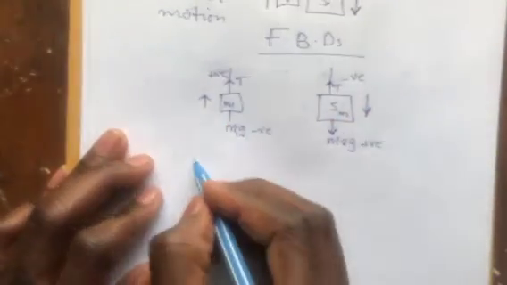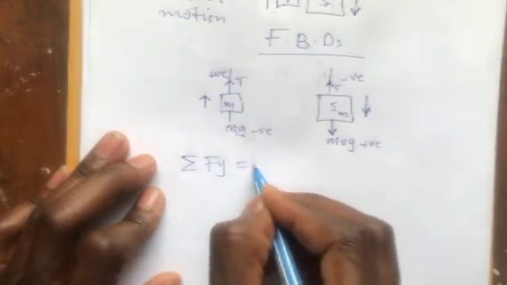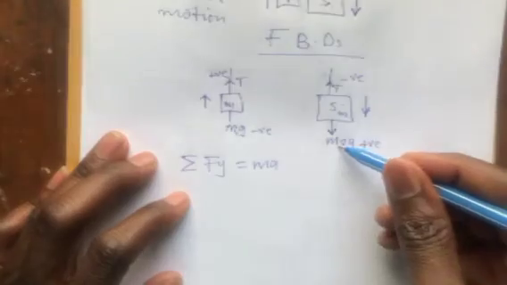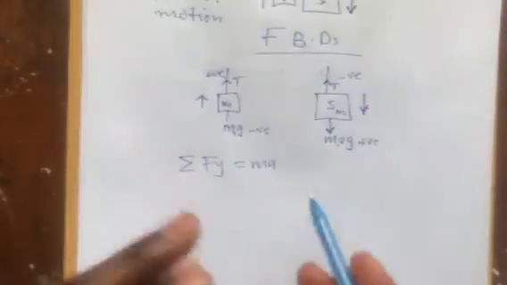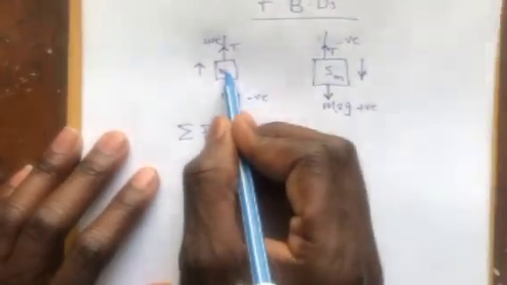How do you write? Just write like this. You say summation of forces in Y must be equal to MA. Why? Because the object now is going to be moving in the Y-axis due to the movement of either of the two ones that you release. So, you want to write for this one.